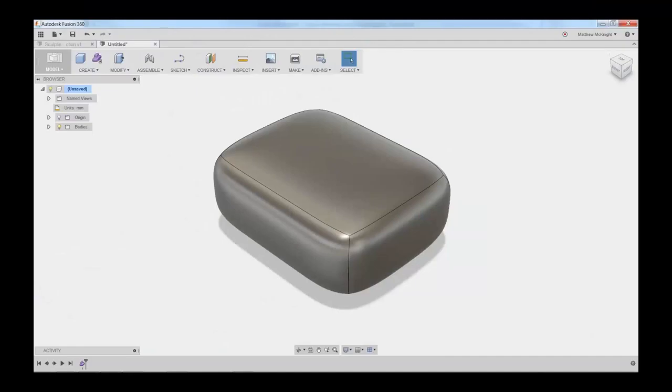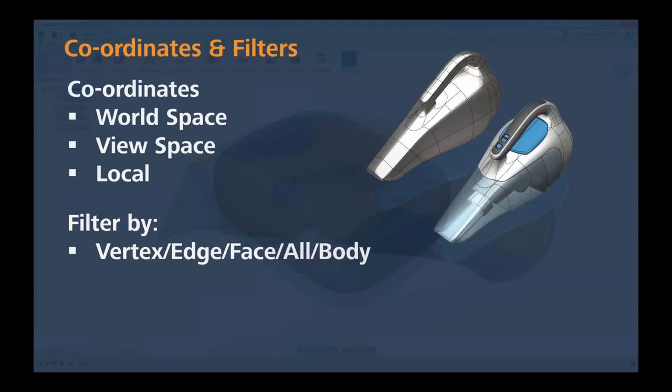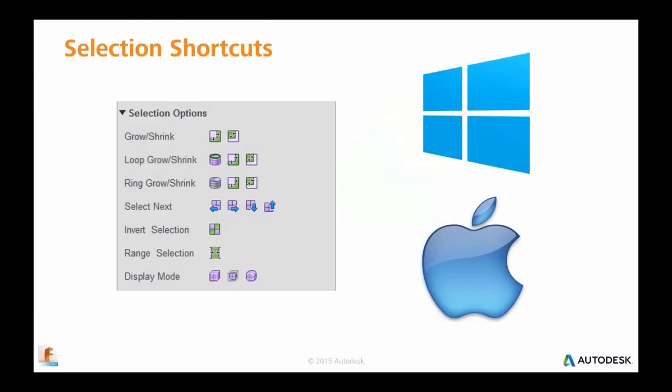Okay, so moving on, let's have a look at some of the next features and functionality we want to talk about, and that's coordinates and filters, where we'll cover things like working in world space or local coordinates, and then also how we can filter through and select and group entities such as vertices, edges, faces, bodies, and all. We'll also look at some of the shortcut selection tools that you can use. Now these will be dependent upon whether you're using Windows or whether you're using Apple or Mac. So there is some differences between the 2 products there.